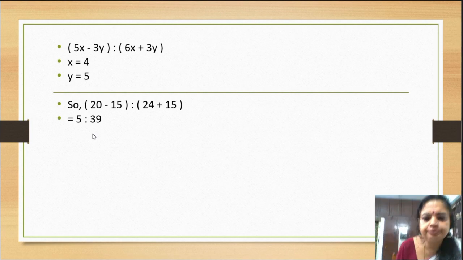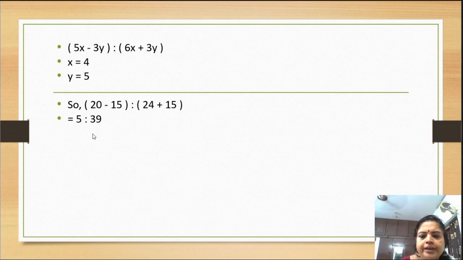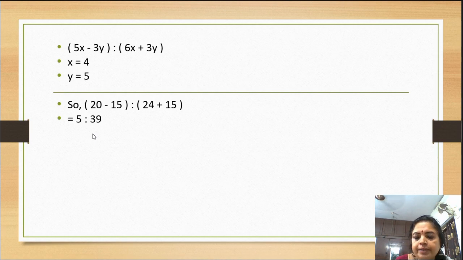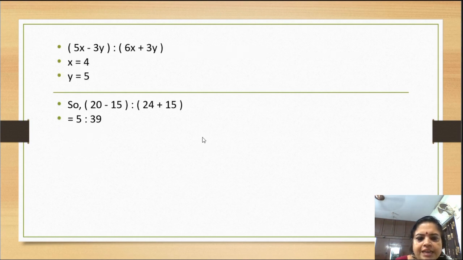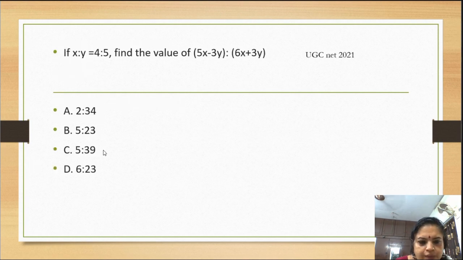In the ratio format you can express a is to b is equal to 3 is to 4. That means a is given as value 3 and b is given as value 4, just like that. So here x is to y is given as 4 is to 5, and you have to find the value of the ratio 5x minus 3y is to 6x plus 3y. So you substitute the value of x as 4 and y as 5, and the answer is obviously 5 is to 39. So the answer is C.